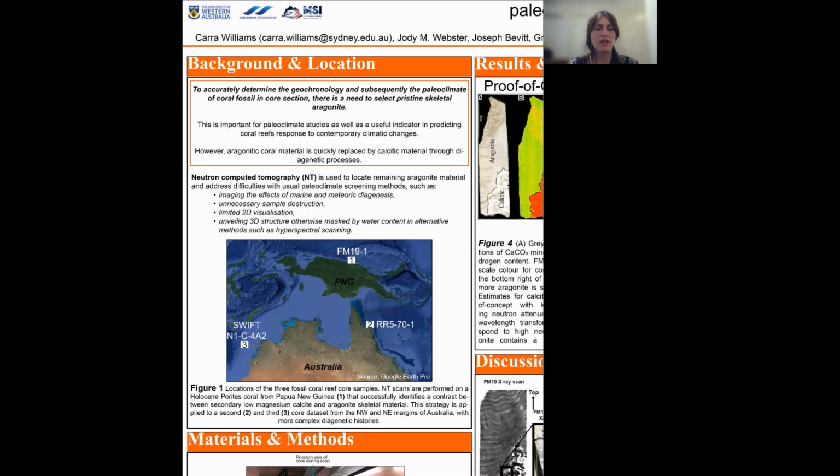However, the problem is that aragonite is quickly replaced by calcitic material during burial through diagenetic processes such as neomorphism, cementation, and dissolution. Whilst calcite can be used for dating sediments, it is less accurate and provides only rough estimates. Therefore, coral reef scientists are in hot pursuit of technologies that can efficiently and accurately identify sections of preserved aragonite material in fossil coral reef cores. And this study proposes that neutron computed tomography is a useful technology that can achieve this.